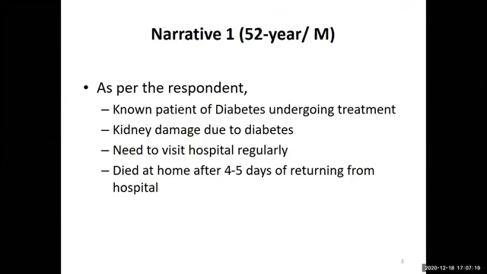Based on the narrative and other given details, what code can be assigned as the underlying cause of death? You can see the multiple options. A, unspecified diabetes mellitus E14; B, unspecified kidney failure or renal failure N19; C, unspecified diabetes mellitus with renal complication E14.2; or D, ill-defined and unknown cause of mortality R99.